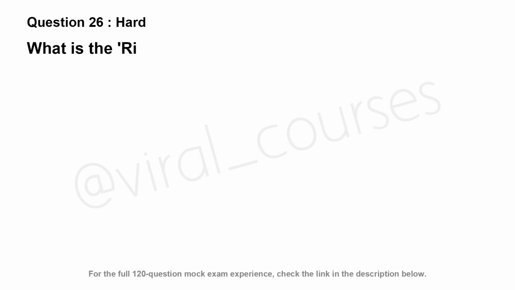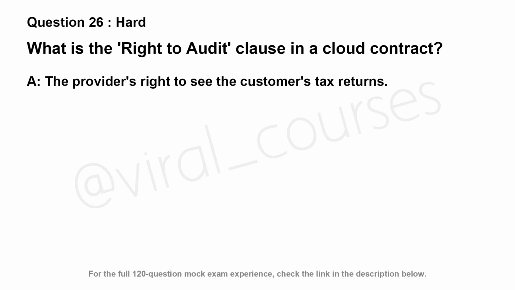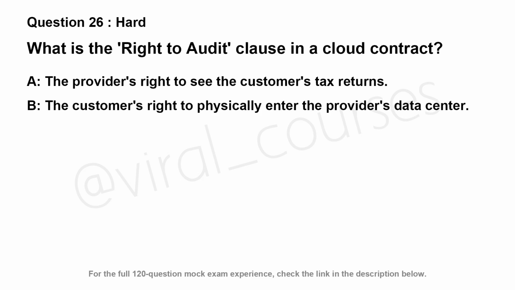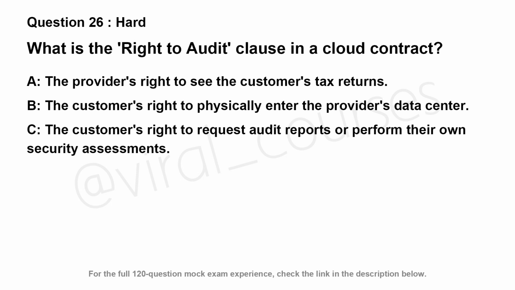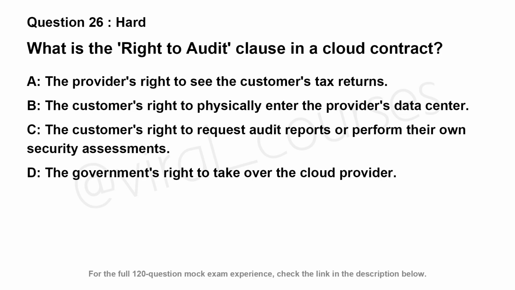What is the right to audit clause in a cloud contract? Option A. The provider's right to see the customer's tax returns. Option B. The customer's right to physically enter the provider's data center. Option C. The customer's right to request audit reports or perform their own security assessments. Option D. The government's right to take over the cloud provider.